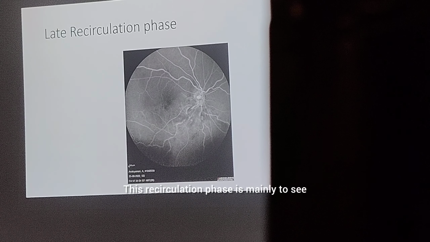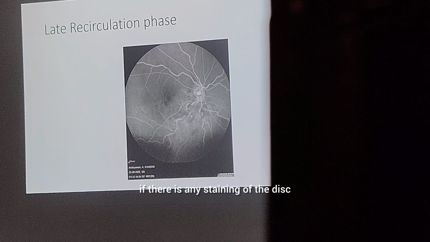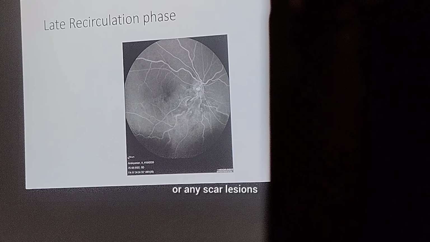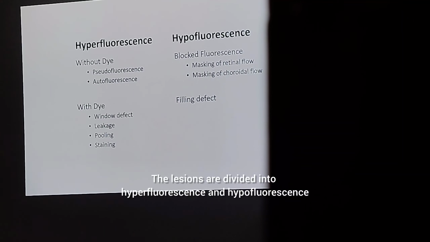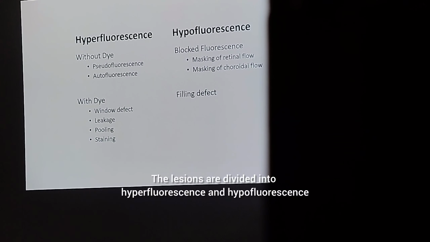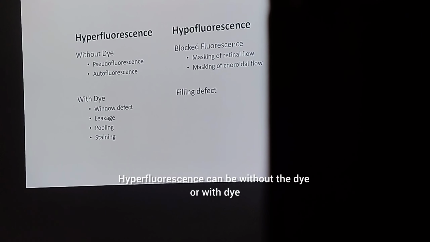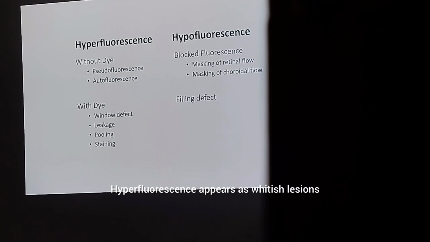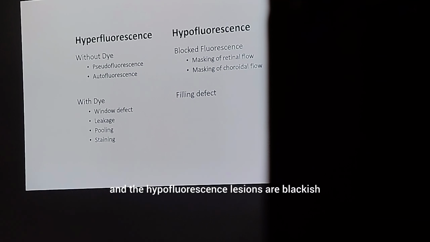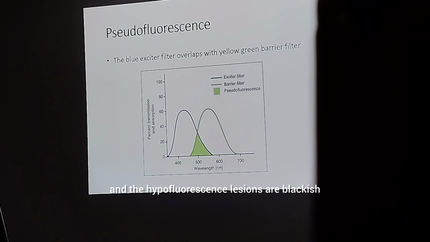This recirculation phase is mainly to see any staining of the disc or any scarred lesions. The lesions are divided into hyperfluorescence and hypofluorescence. Hyperfluorescence can be without the dye or with dye. Hyperfluorescence appears as whitish lesions, and the hypofluorescent lesions are black.